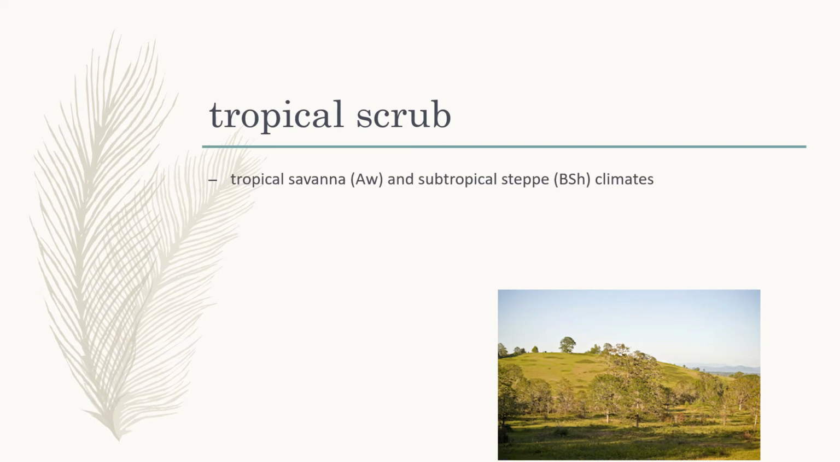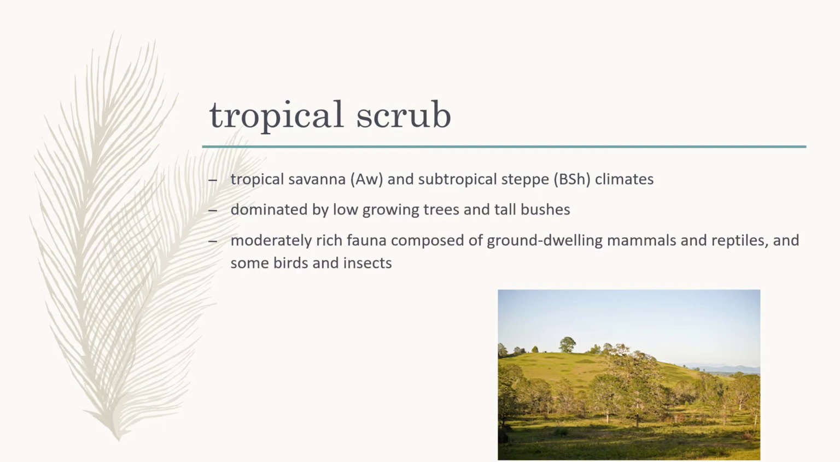The tropical scrub biome is located in the dry regions of the tropical savanna and subtropical steppe climates. It is dominated by low-growing trees and tall bushes, just like those associated with steppe landscapes. The trees can grow closer together, but mostly grow with a considerable amount of space in between. The fauna is composed of mostly ground-dwelling mammals, reptiles, birds, and insects, and is moderately rich but nowhere near that of the rainforest.